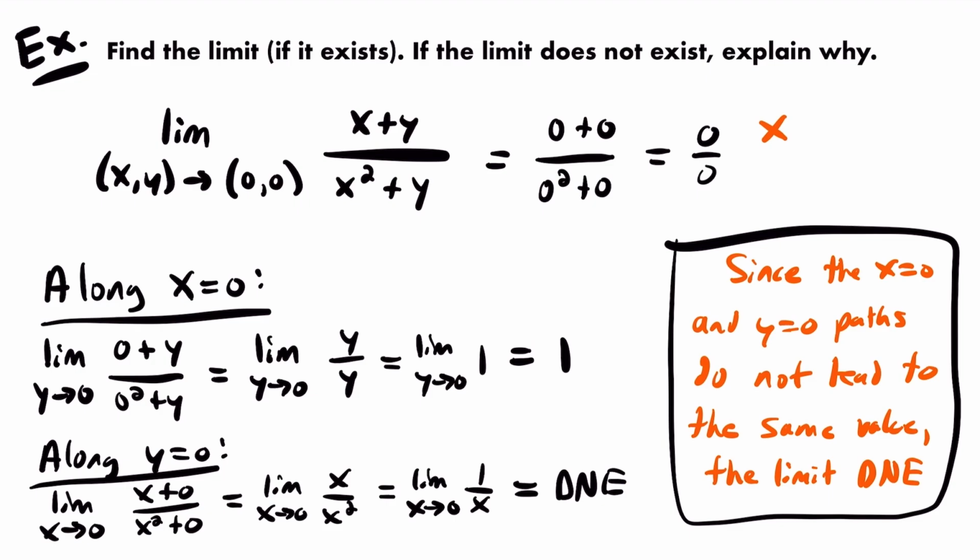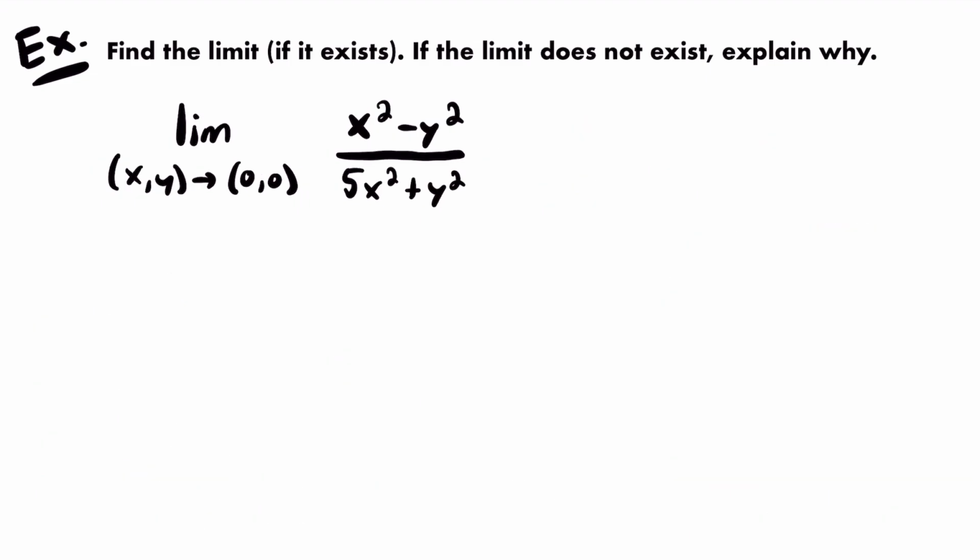Okay, let's take a look at another example. Next up, we want to find the limit if it exists, and if it does not exist, explain why. This time we have the limit as (x, y) approaches (0, 0) of the function (x squared minus y squared) divided by (5x squared plus y squared).